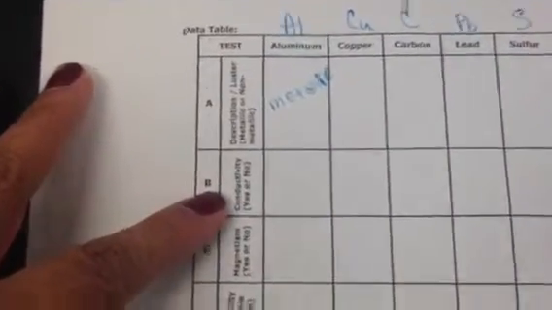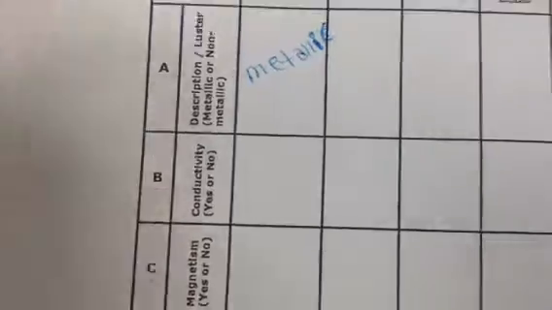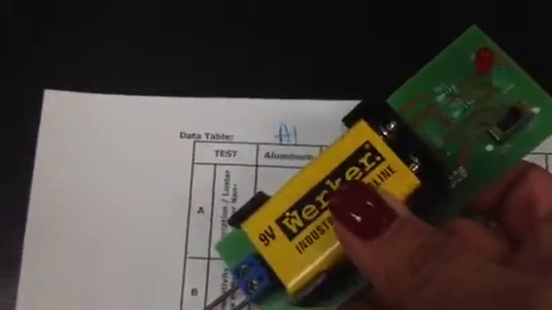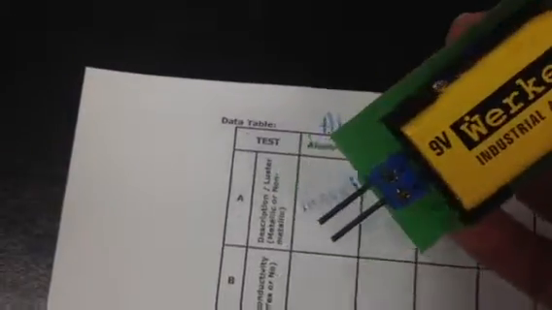The second test is for conductivity. All we do is get the conductivity meter, looks like this, and make sure it's turned on. We are going to touch the conductivity meter to the aluminum, and notice that it lights up bright, which means it is a good conductor. So we're going to come right over here and write yes, it did conduct electricity.